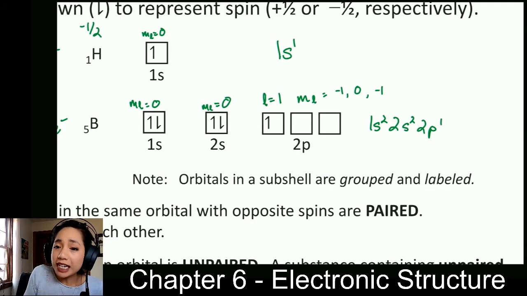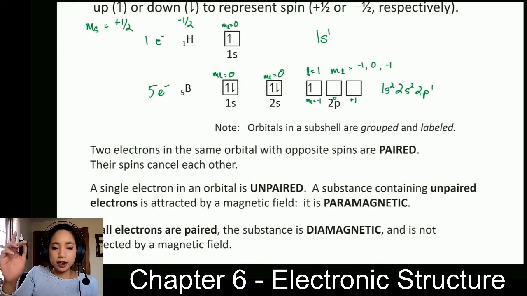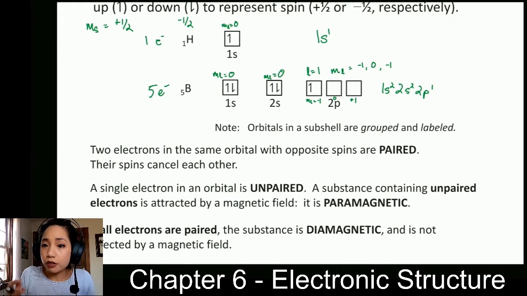So that's what each of these boxes represents. The first box here is ml equals -1, next it's ml equals 0, and then +1. Now we can place our 1 electron that's within our 2p subshell into that first box there. In this case, we just arbitrarily put a spin up electron. All right, and so here are the orbital diagrams. So that's how you write that.